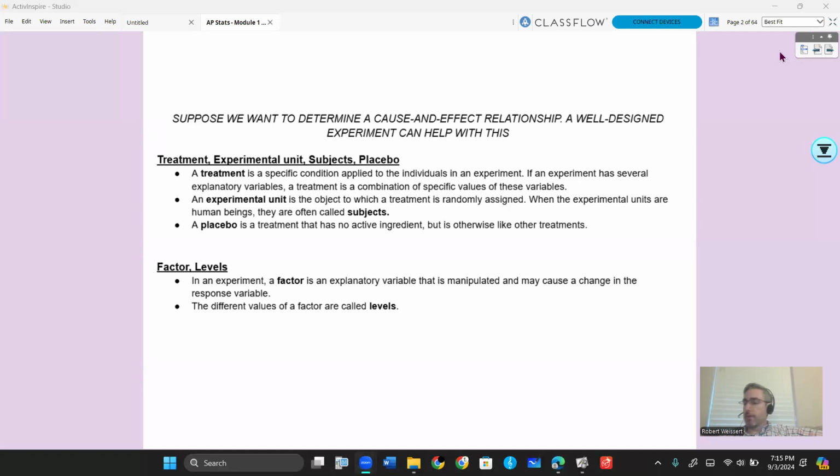This lesson has a lot of vocabulary, so we'll briefly discuss that, but it's more important to know how to use that vocabulary in the context of a problem. So in trying to determine some sort of cause and effect relationship, the only way we can truly determine that is if we have some sort of experiment. And so as far as setting up an experiment goes, we have to be able to give different groups some sort of treatment and make some sort of comparison.